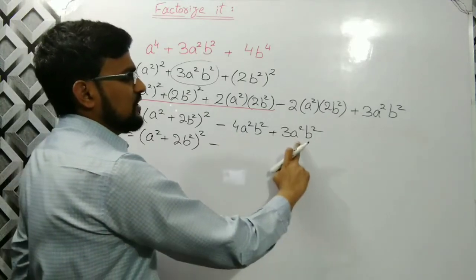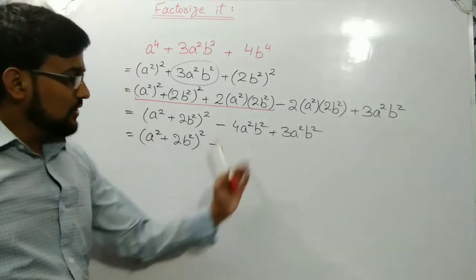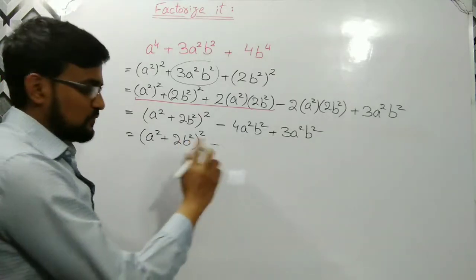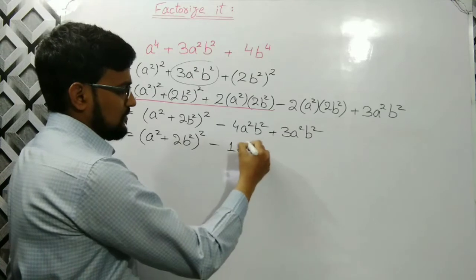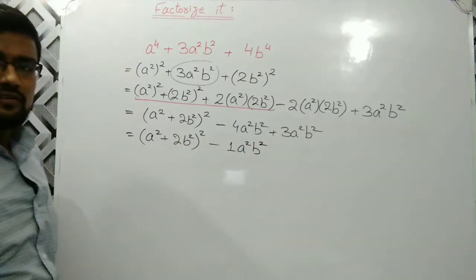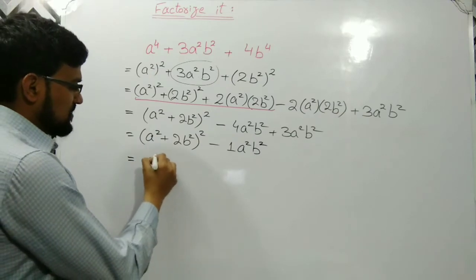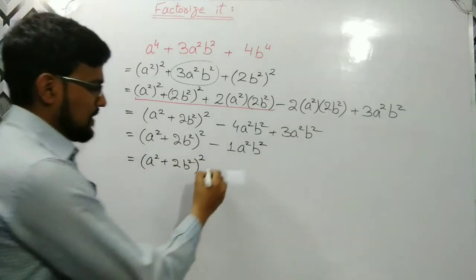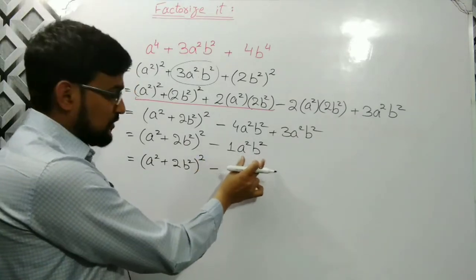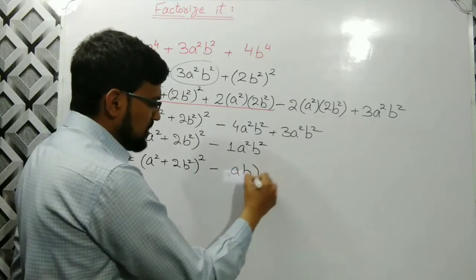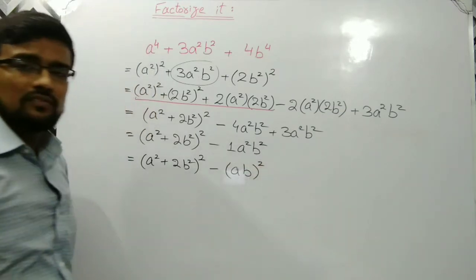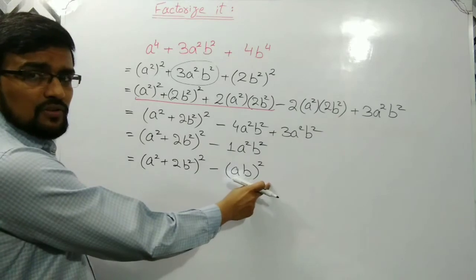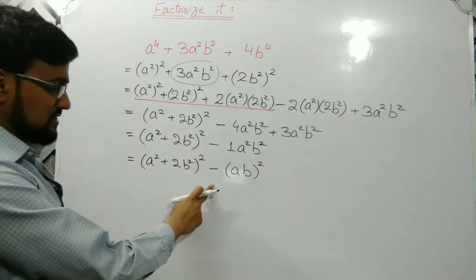So a square plus b square, a square plus b square, these are two like terms. So simplify this: minus 4 plus 3 becomes minus 1, a square b square. And this is a square plus 2b square whole square minus this term, now become ab whole square.